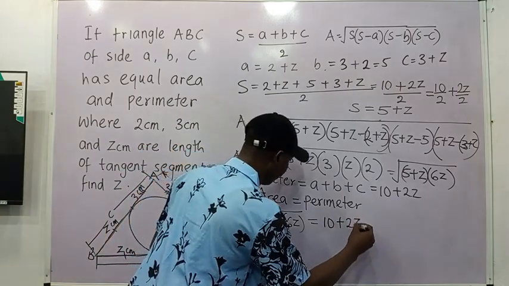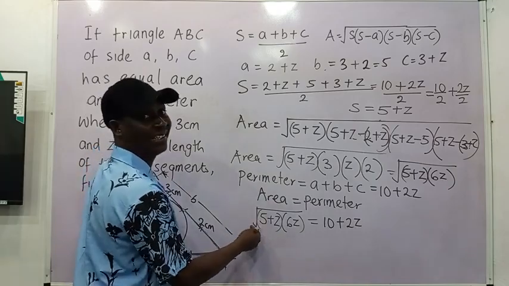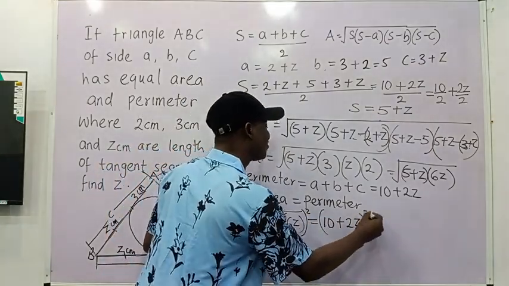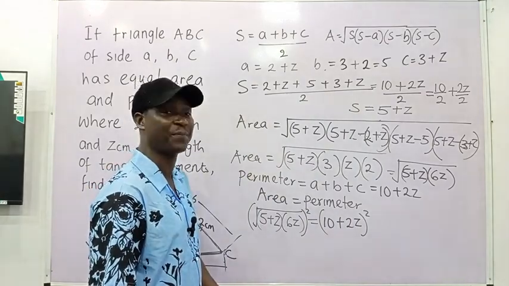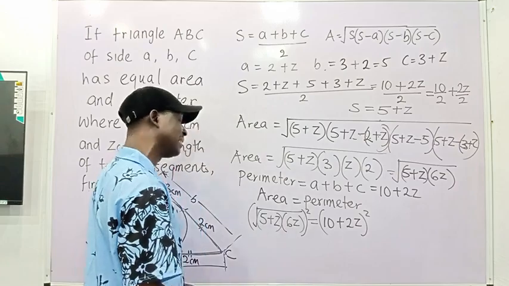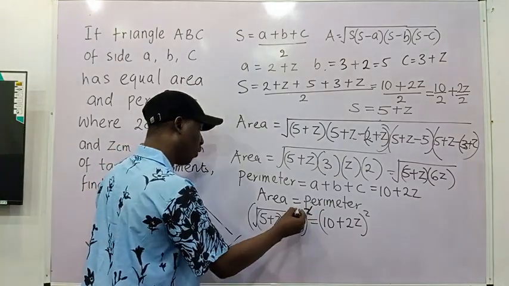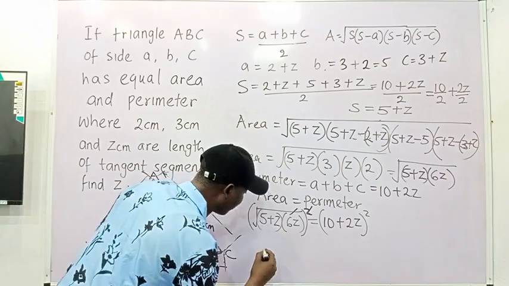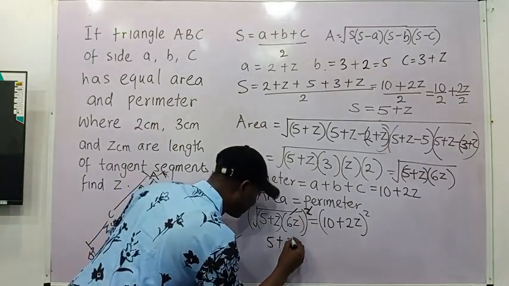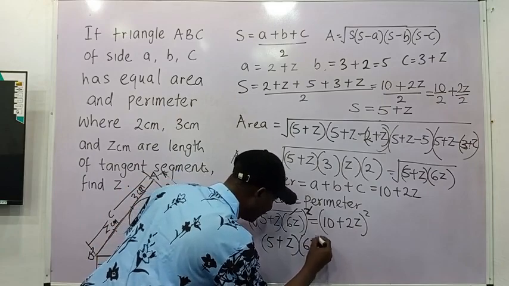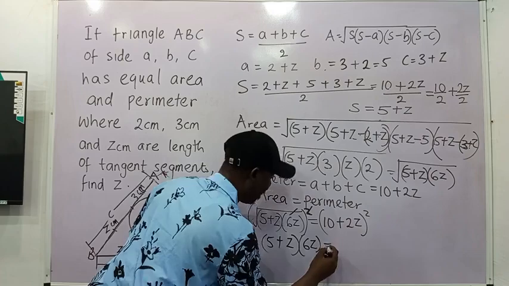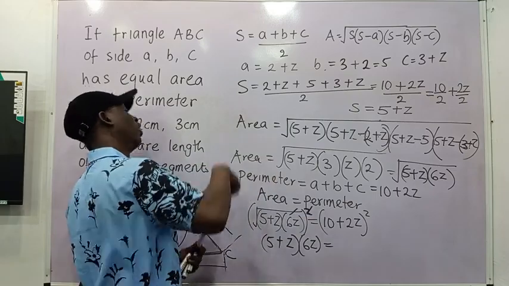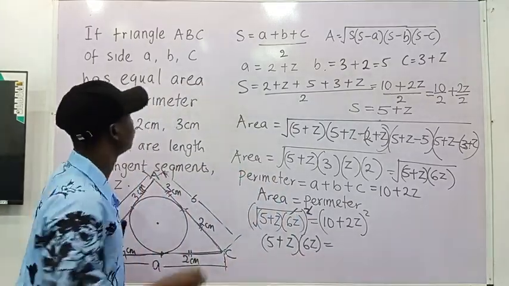Perimeter is 10 plus 2z. Now, how do we eliminate this square root? Simply we'll just take square of both sides. Anytime square sees square root, they always disappear. They are enemy. So in that case, this square will cancel. We are going to have 5 plus Z into bracket 6z equal to what? If you want to open this square, open the bracket here, what do we do? Just use a shortcut.